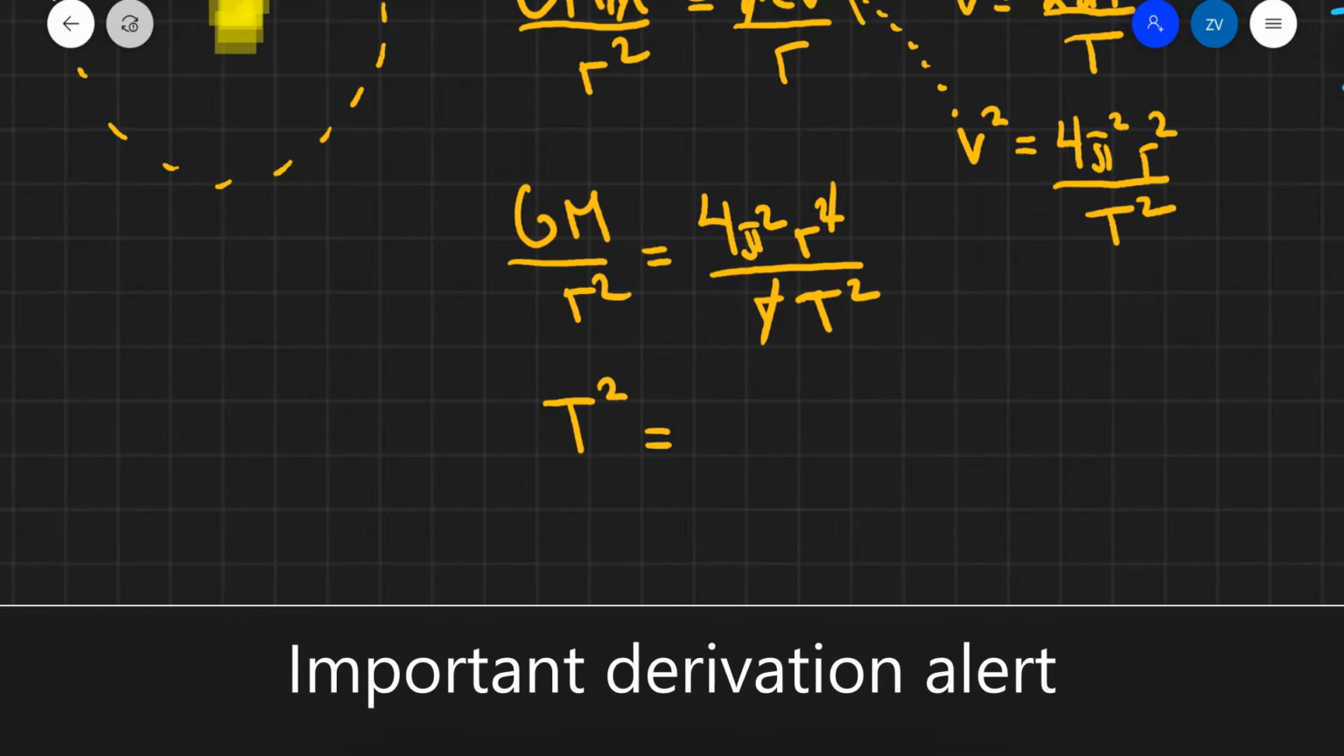If I bring this over on this side, what I'm going to be left with is 4 pi squared. Then when I bring this factor of r squared over to the right hand side and multiply this by the leftover r, I'm going to have a factor of r cubed. And then finally, I need to bring GM on this side of the fraction, so I need to divide by GM. And there we have it. This is Kepler's third law: T squared is equal to 4 pi squared divided by GM multiplied by r cubed.